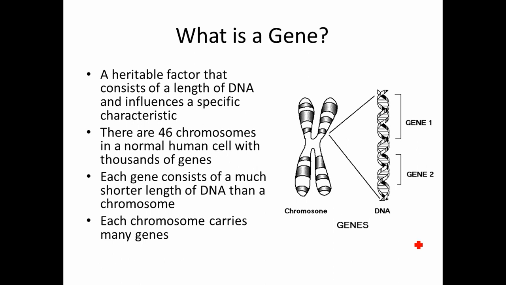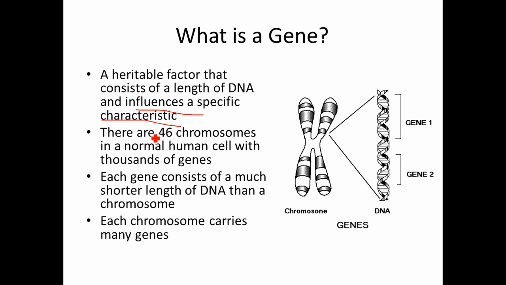So what is a gene? A gene is basically a heritable factor that consists of a length of DNA and influences a specific characteristic. Or a gene is a small length of DNA that will encode a protein, and that protein will control that specific characteristic. Eye color, hair color, skin color, whatever else.